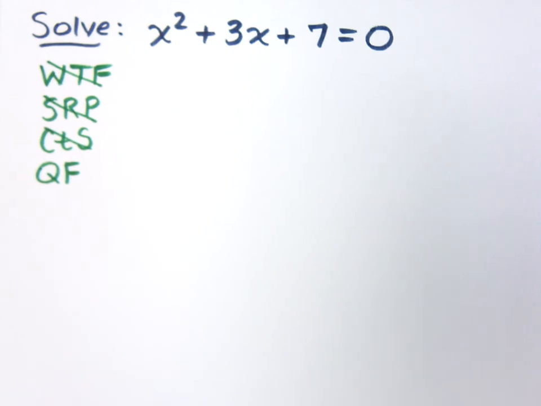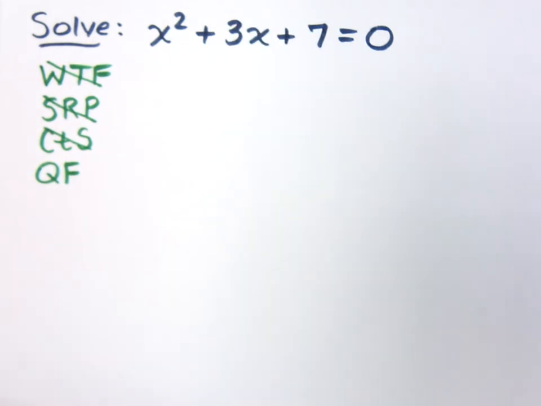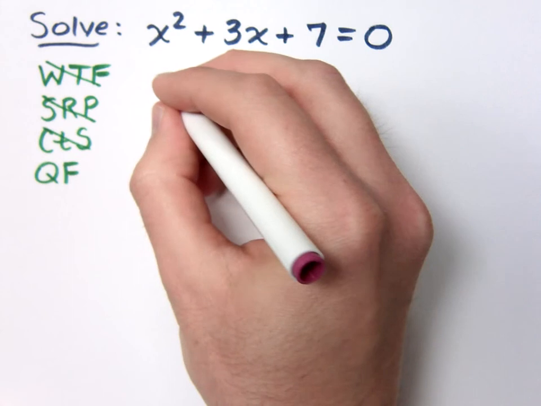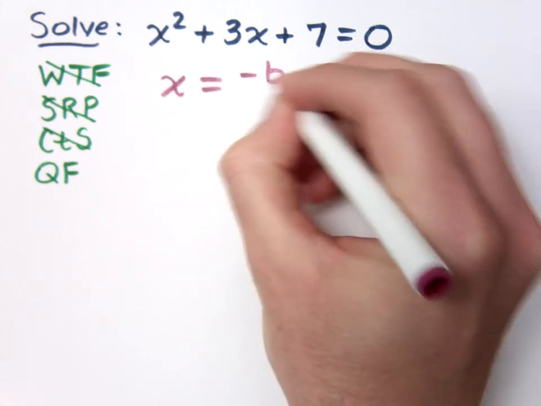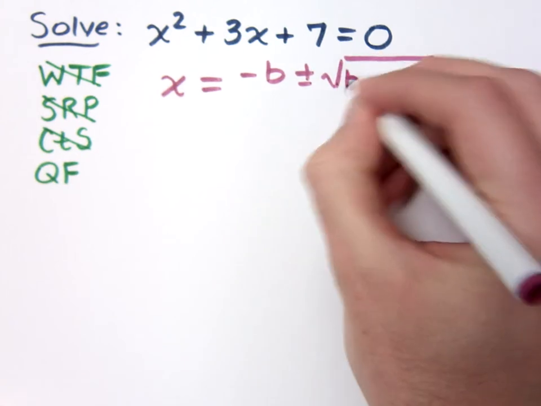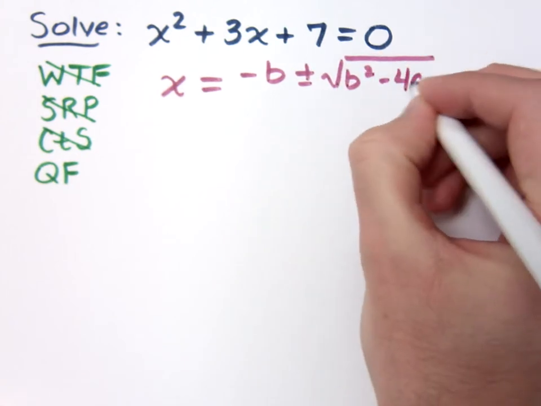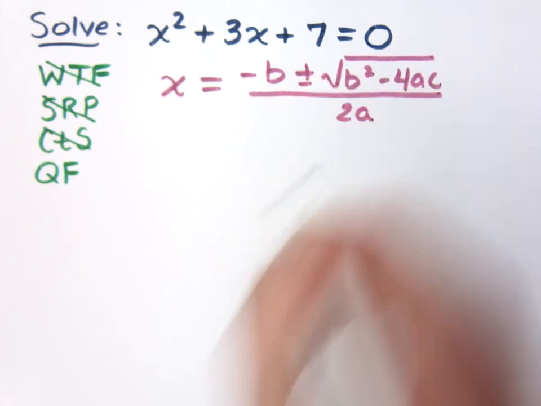Well, we know the quadratic formula, right? Yes. There's even a song that goes with it. We just did that. Yeah, sing it again. So x equals negative b plus or minus the square root of b squared minus 4ac all over 2a.